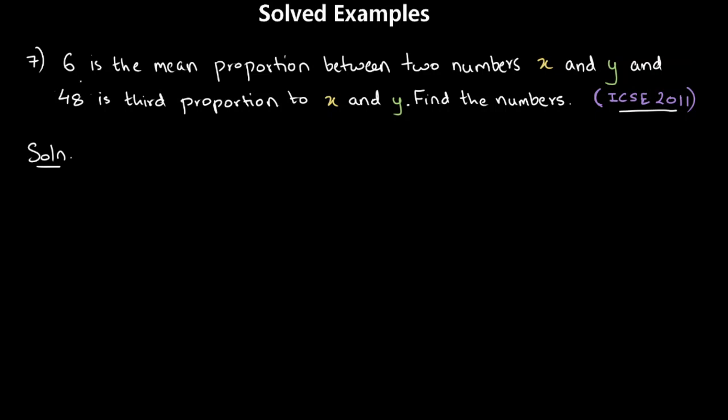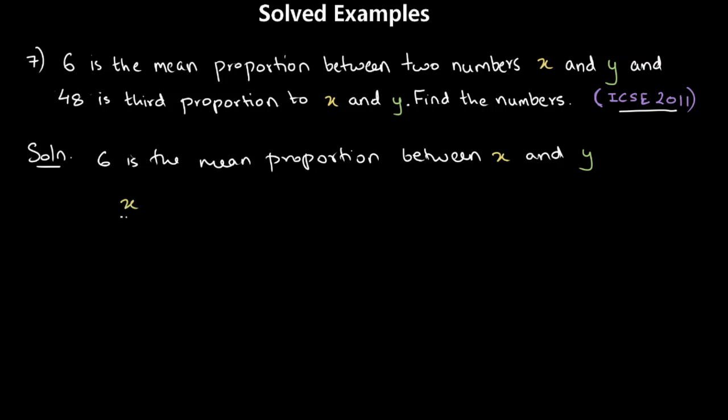Right, so let's analyze the first statement. They've told us 6 is the mean proportional between x and y. Now what does this mean? If 6 is the mean proportion between x and y, that basically is telling us that x upon 6 is equal to 6 upon y. This is what it means.